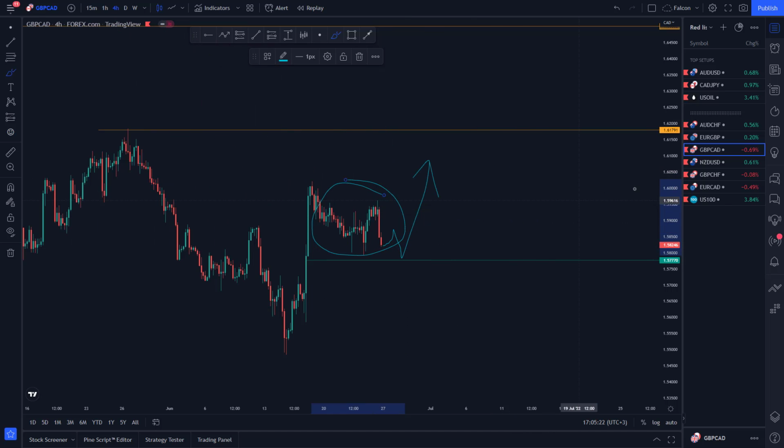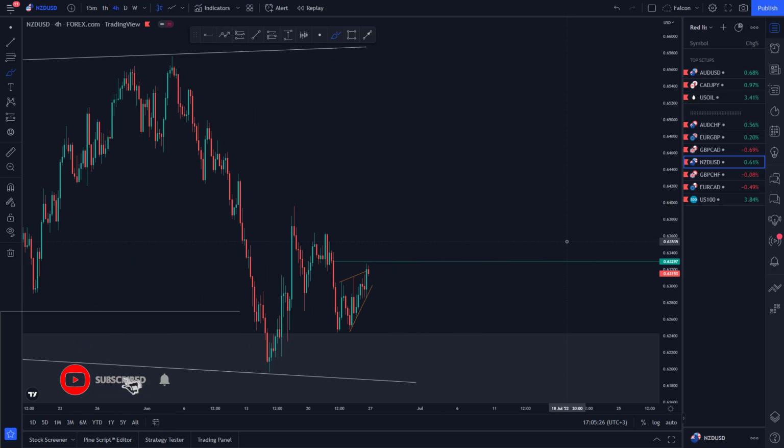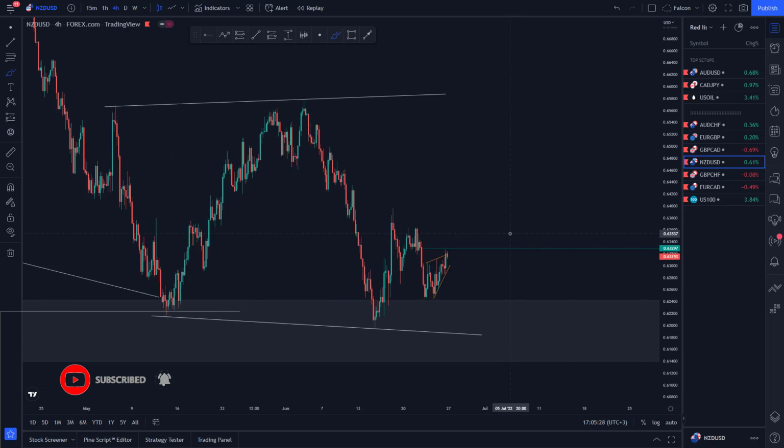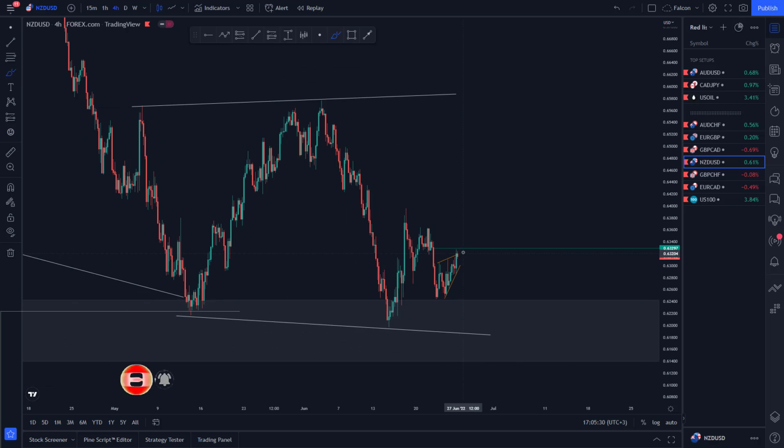They haven't moved. Okay, let's see Kiwi dollar. Kiwi dollar, the same thing has happened. We're expecting this price to push all the way to this third touch over here. Then we see what will happen. Either we are going to sell or we are going to continue the buys.